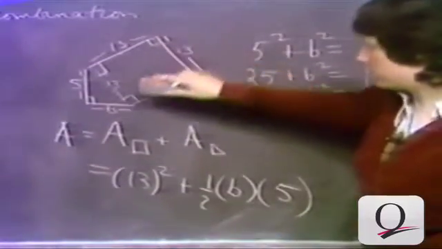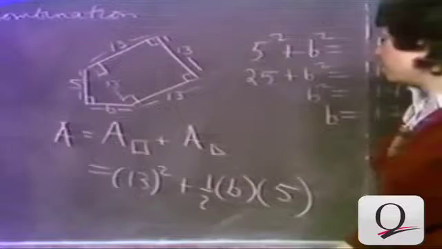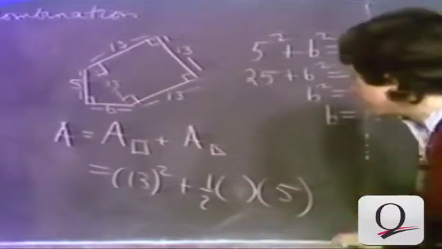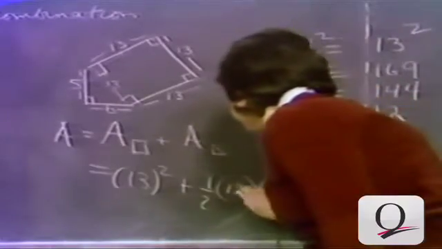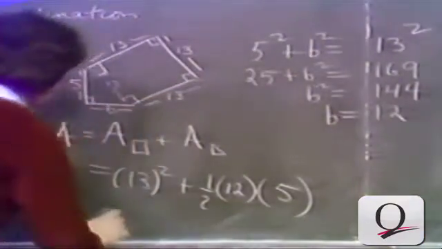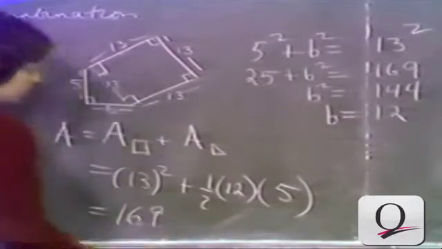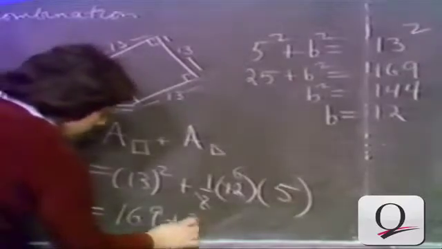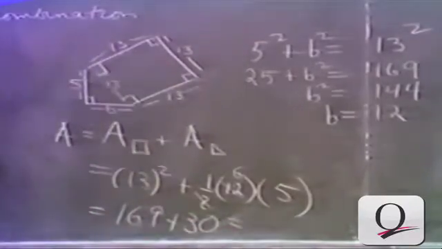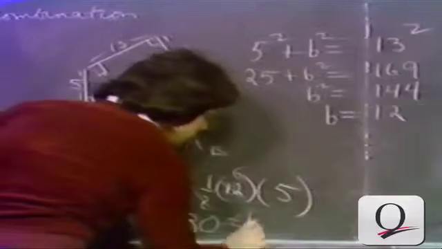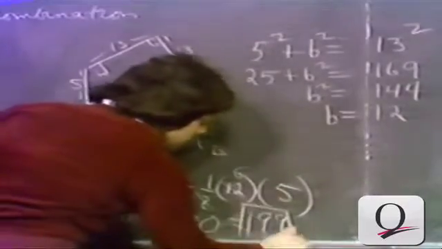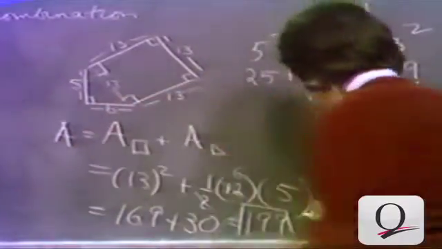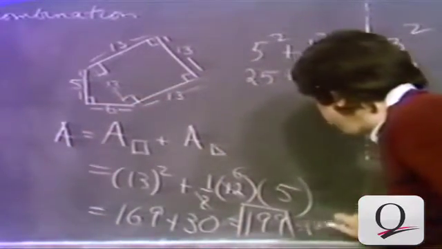So it'll be the area of the square, which is s squared, or 13 squared, plus the area of the triangle, 1/2 base times height, 1/2 of 12 times 5. And that gives us 169 for 13 squared. 2 goes into 12 6 times. 6 times 5 is 30. 169 plus 30 for a total of 199 square units for the area of this figure. 199 square units.